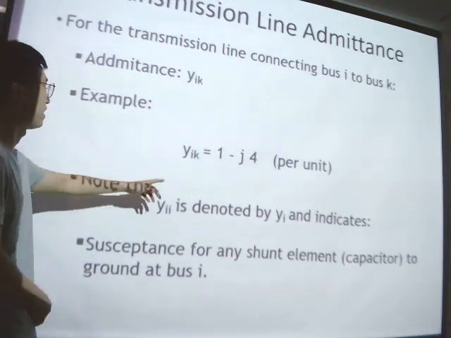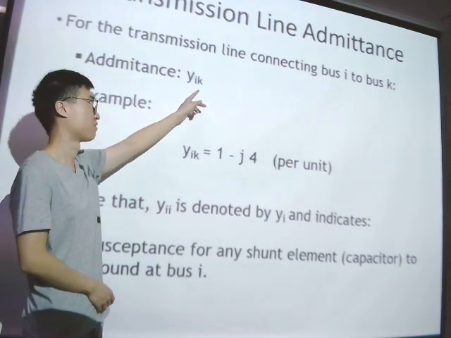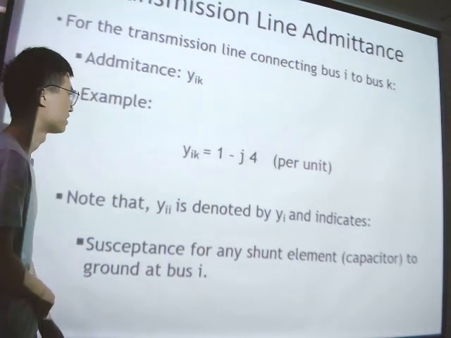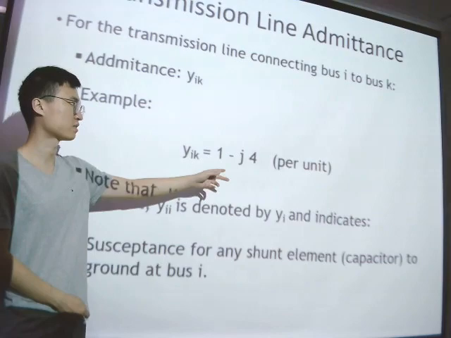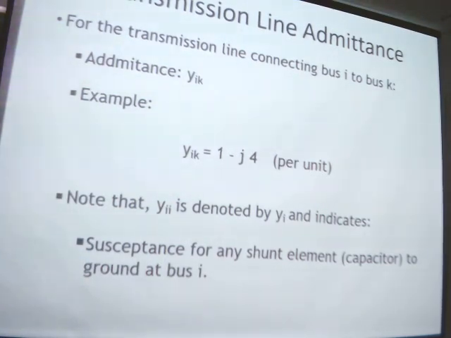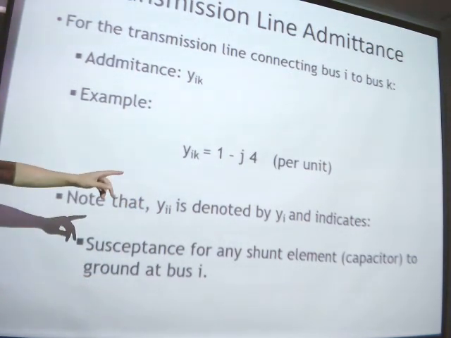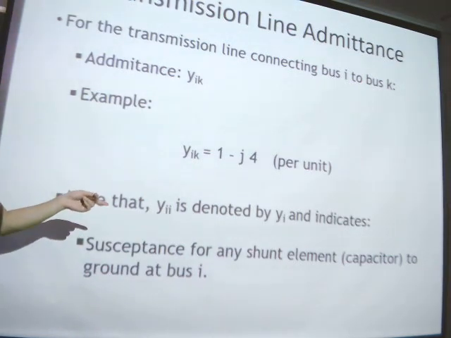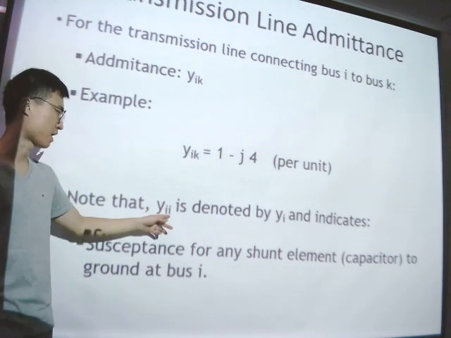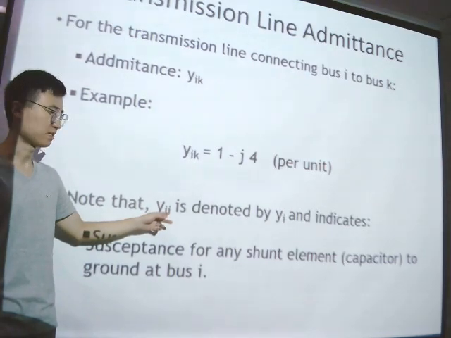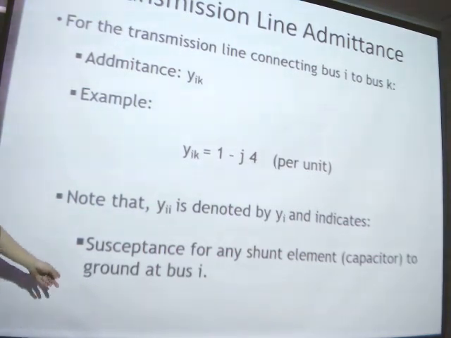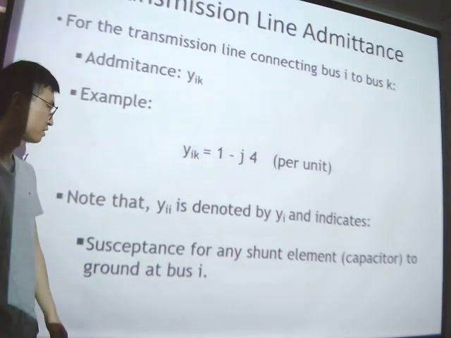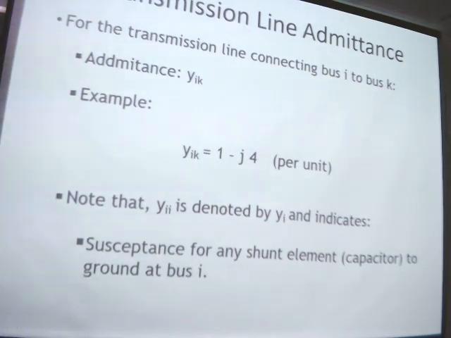So the admittance Yik from node i to node k, for example, per unit Y equals 1 minus j4. And if we would like to describe the self admittance, we call this Yii, from bus i to bus i. It indicates the admittance of any shunt element to ground at bus i.